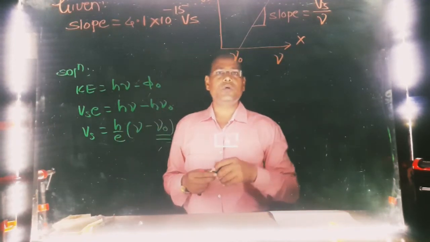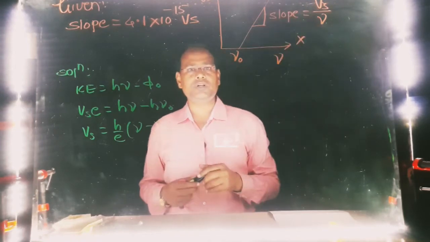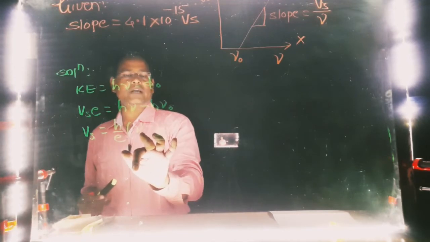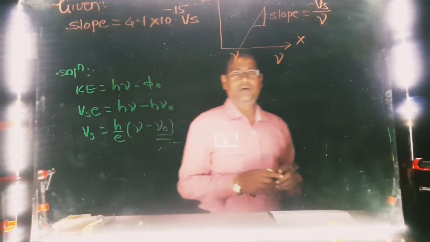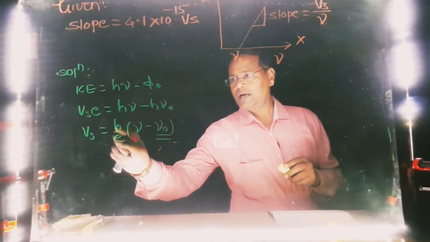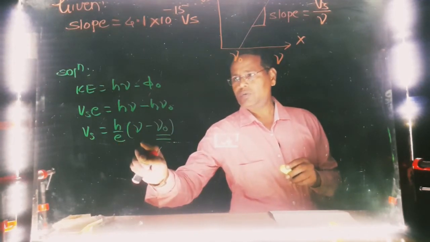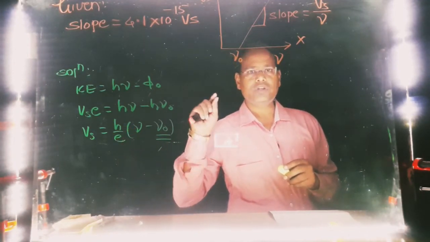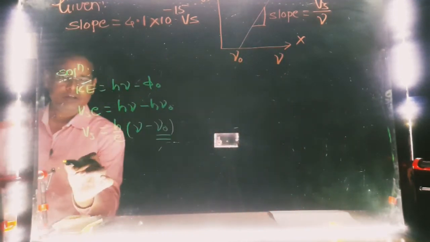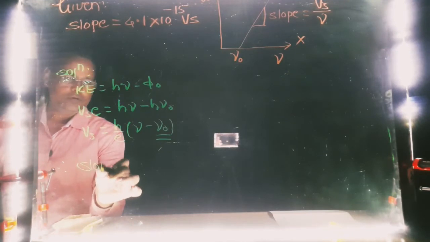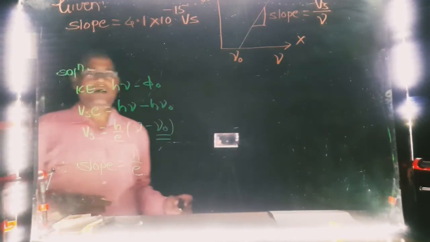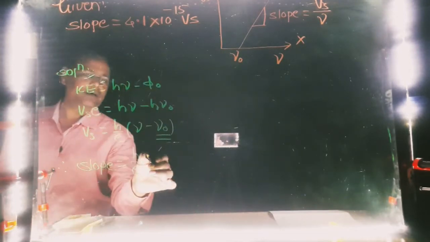And therefore, if you go on increasing the frequency, the stopping potential must be increased. So Vs is directly proportional to frequency. Nu 0 is constant. So this h by E, Vs by nu is equal to h by E. So h by E gives the slope. Therefore, slope is equal to h by E, and its value is given here.